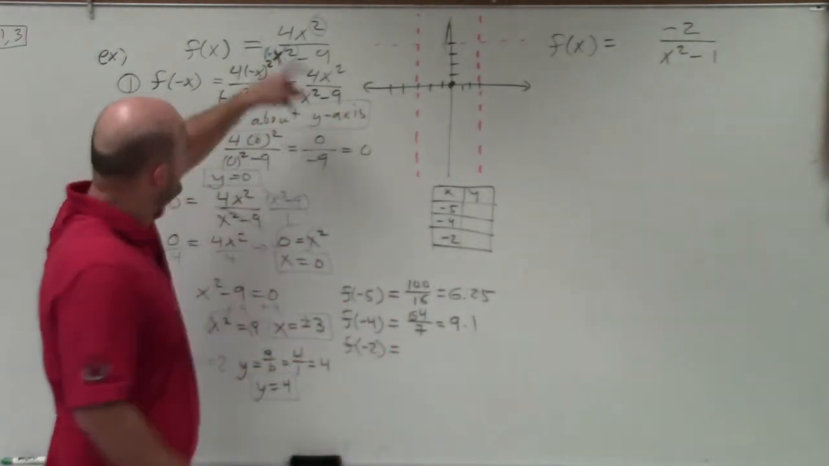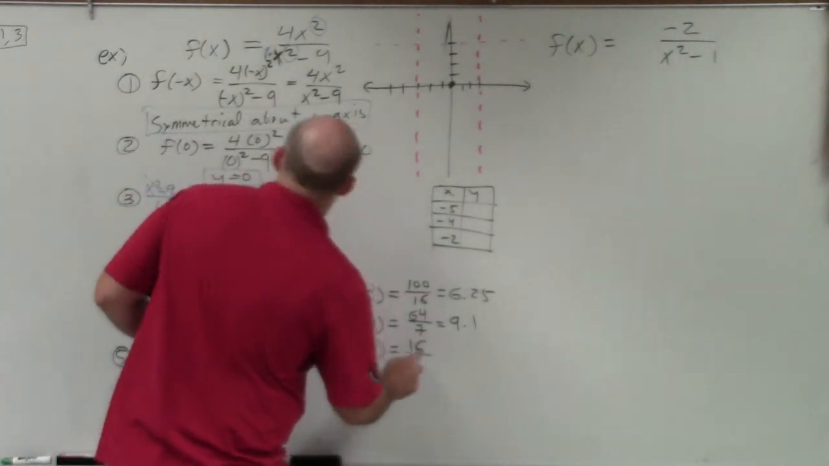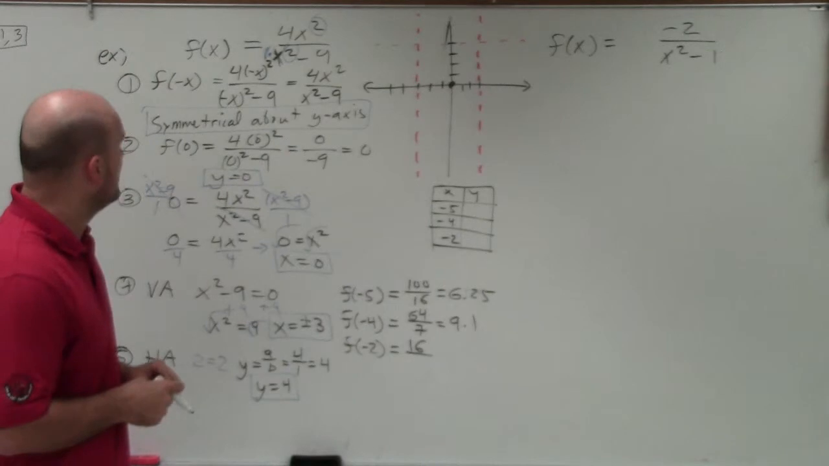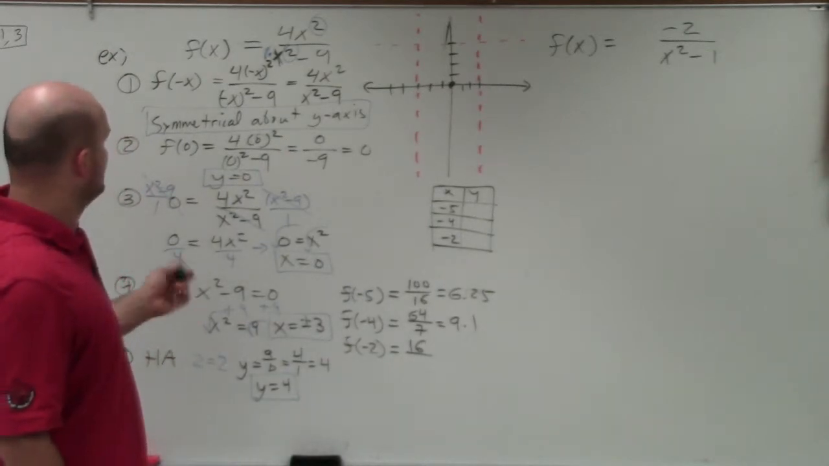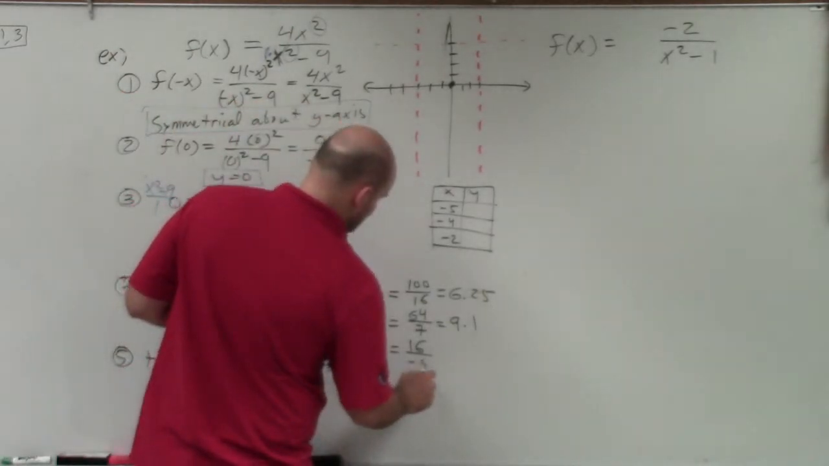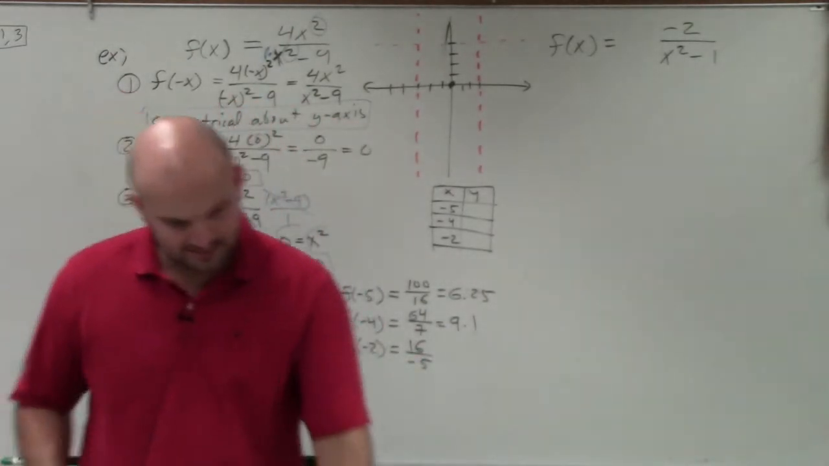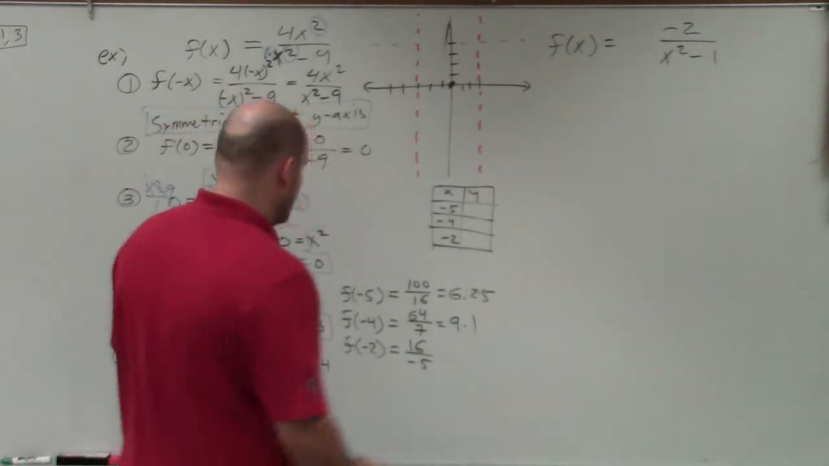And then at -2. -2 squared is +4. 4 times 4 is 16. And then -4, so that's 16. So then that's -2 is 4. 4 minus 9 is going to be -5. So let's go and reduce that. Divided by -5, I guess I probably could have done that in my head, -3.2.